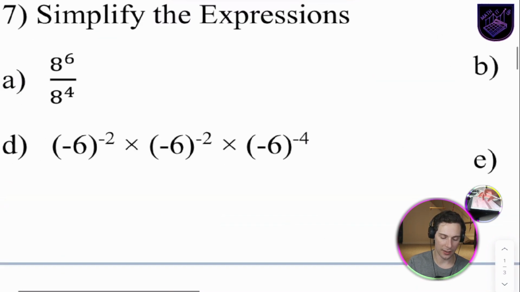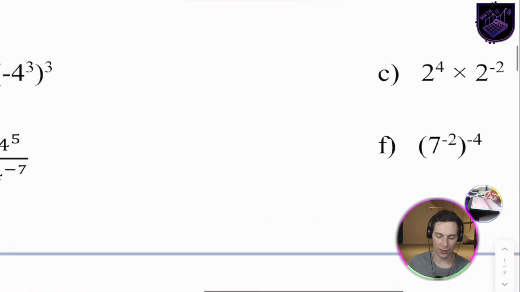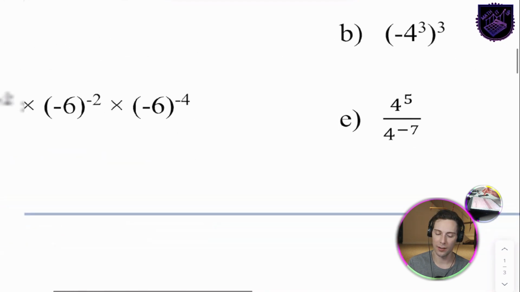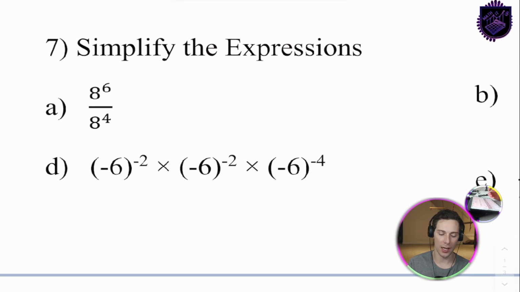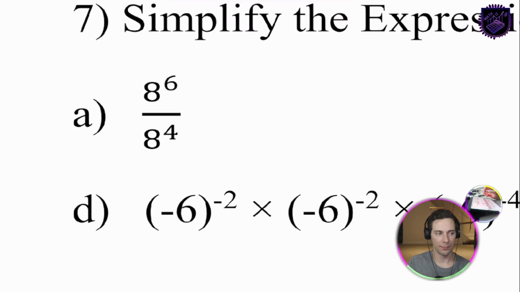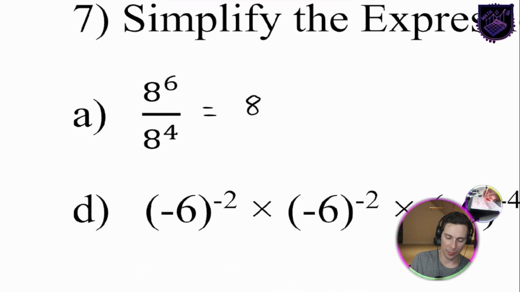All right, now we got these last handful of questions that are a mixture of everything we've seen so far, and you got to figure out what rule you're using. The first one, 7a. Now this is negative 8 to the power of 6 divided by 8 to the power of 4. This is the division law. And when you're dividing numbers with exponents that have the same base, you subtract the exponents. So this is going to be equal to 8 to the power of, no, not 4, 8 to the power of 2.